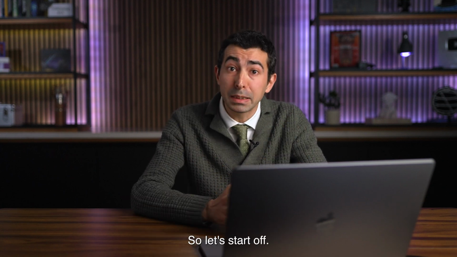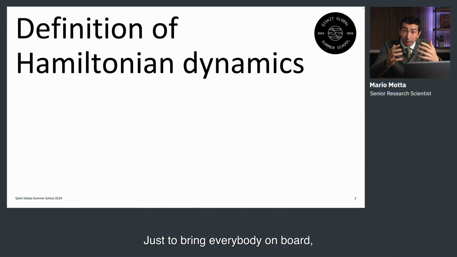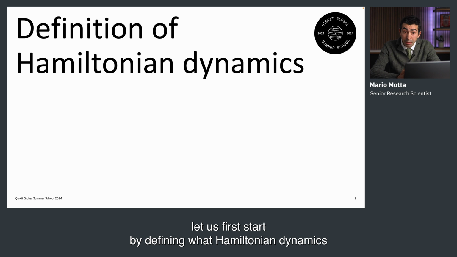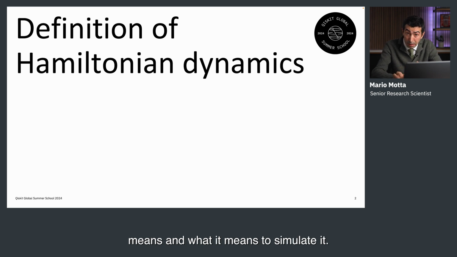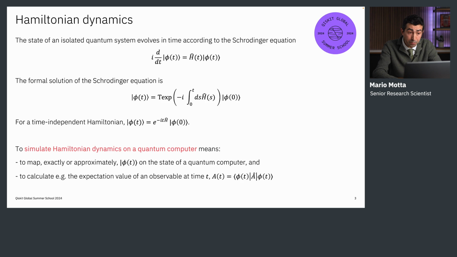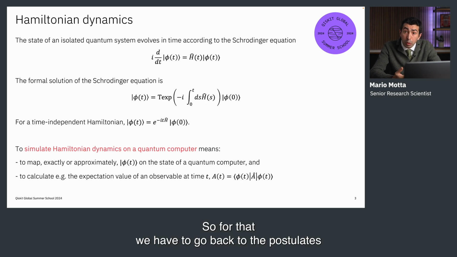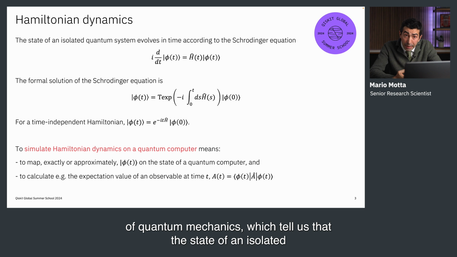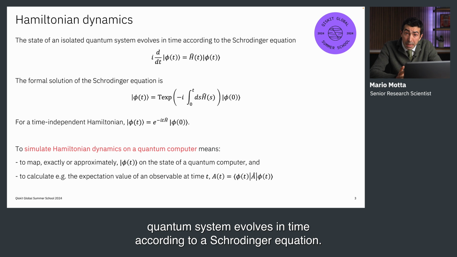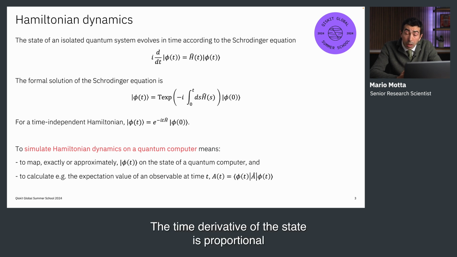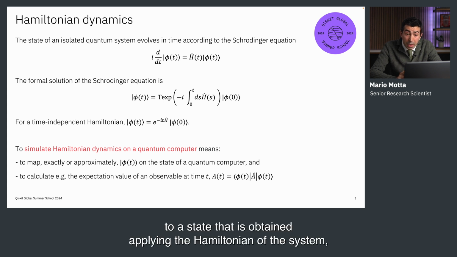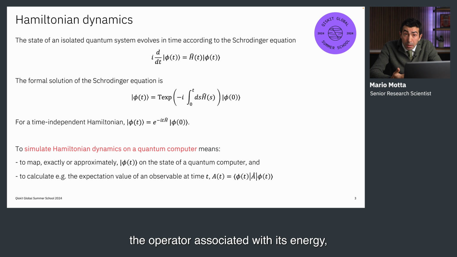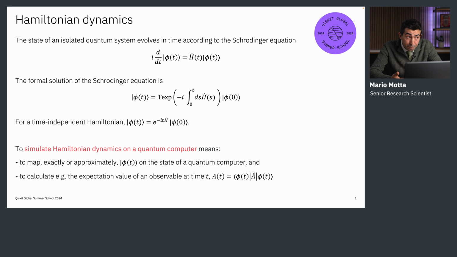So, let's start. To bring everybody on board, let us first define what Hamiltonian dynamics means and what it means to simulate it. For that, we have to go back to the postulates of quantum mechanics, which tell us that the state of an isolated quantum system evolves in time according to a Schrödinger equation, where the time derivative of the state is proportional to a state obtained by applying the Hamiltonian of the system, the operator associated with its energy, to the state at the current time t.